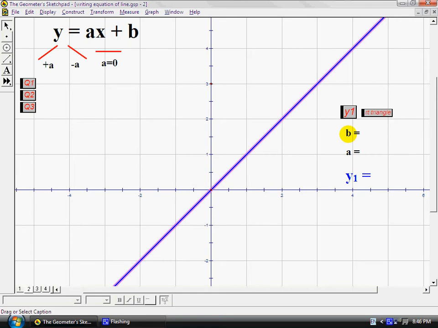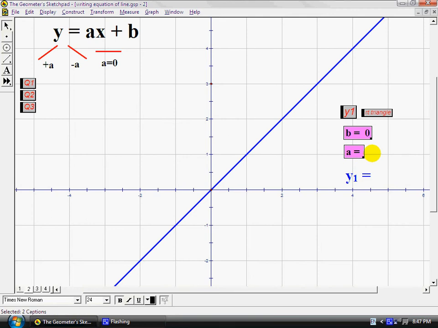b is where the graph passes through the y-axis. In this case, the graph passes through the y-axis at 0, therefore the y-intercept is 0. Let's have the value here: b is equal to 0. Again, the y-intercept is 0 because the line passes through the y-axis at point 0.